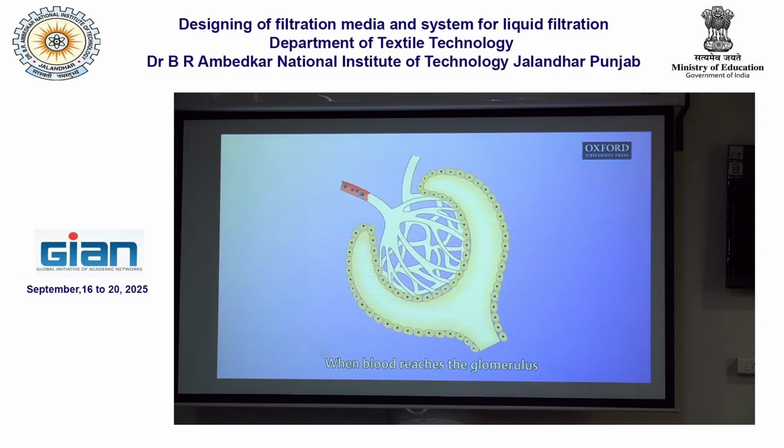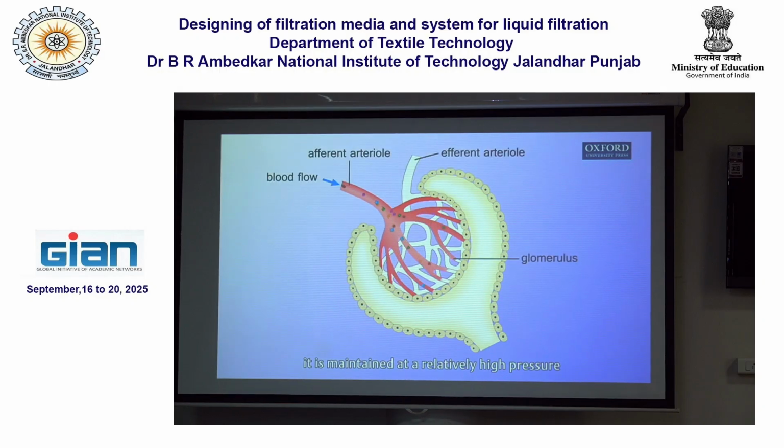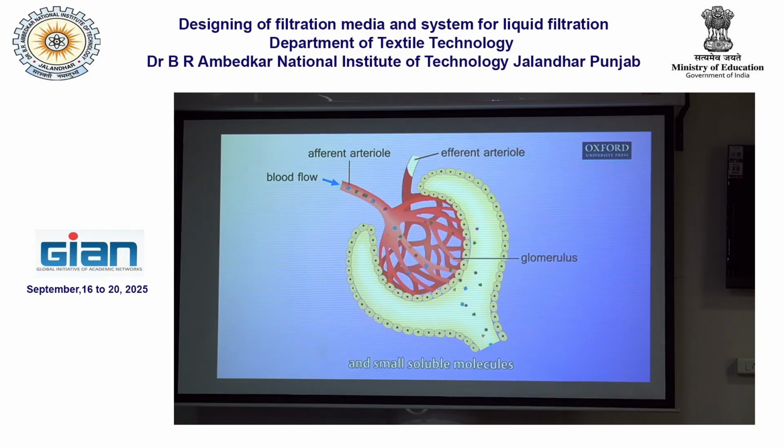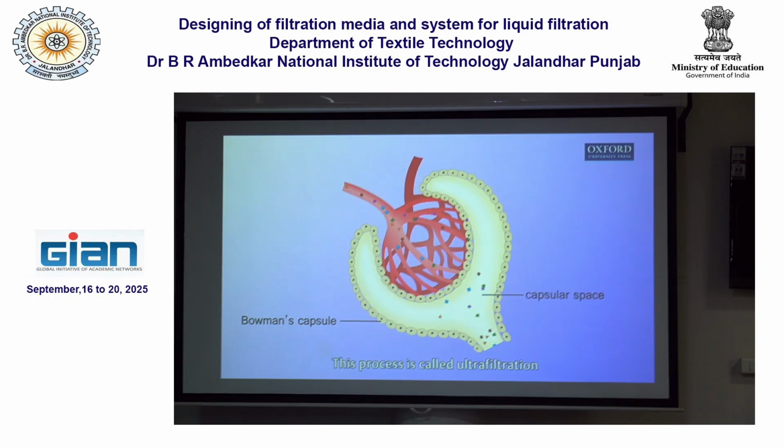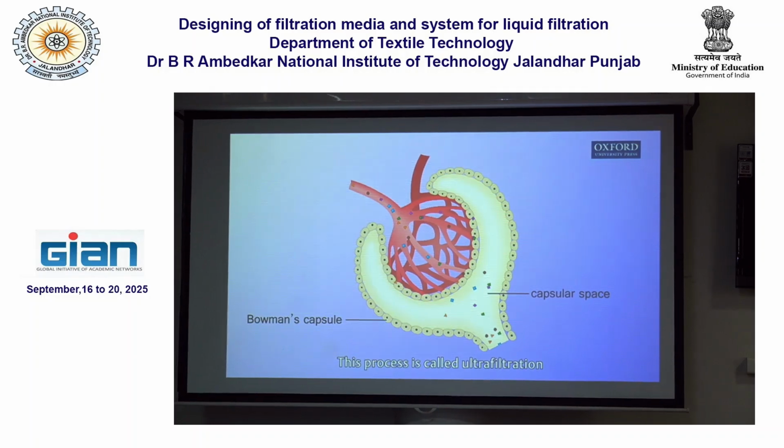When blood reaches the glomerulus, it is maintained at a relatively high pressure. The high blood pressure forces water and small soluble molecules, such as glucose and amino acids in the plasma, through the thin walls of the glomerulus and the Bowman's capsule into the capsular space. This process is called ultrafiltration.